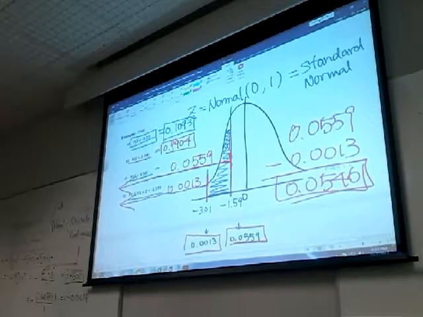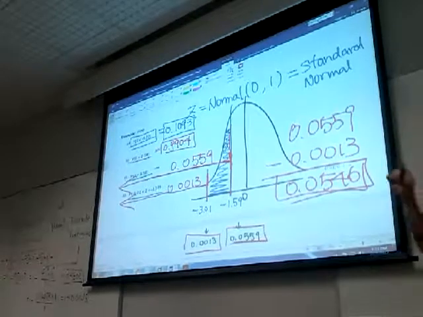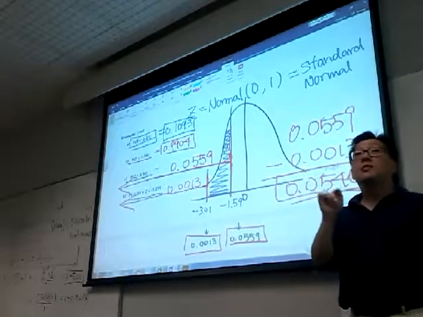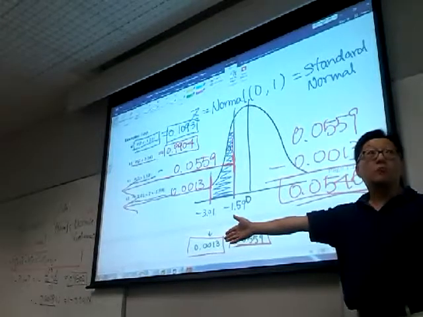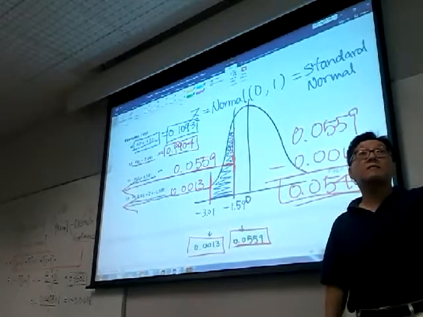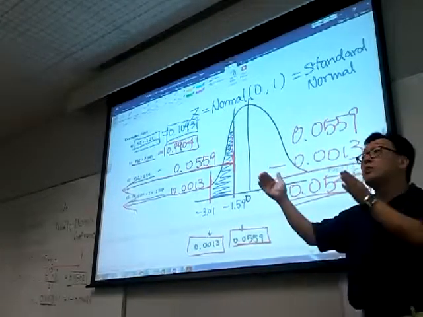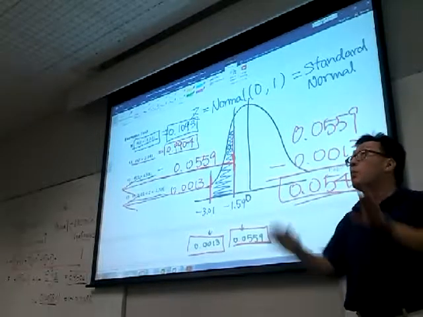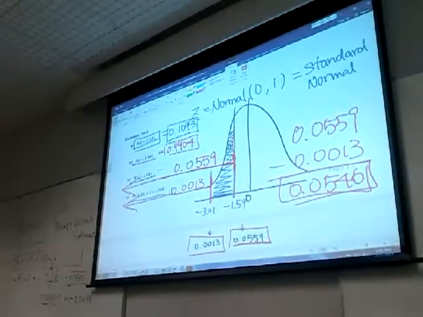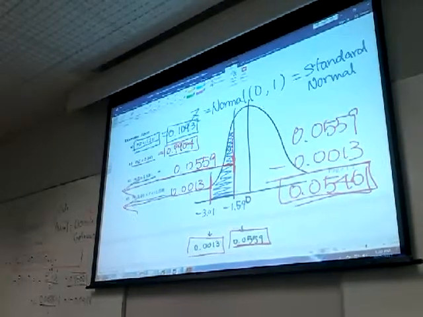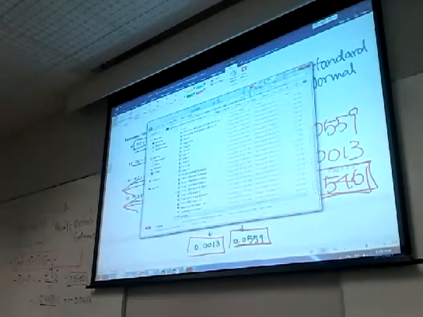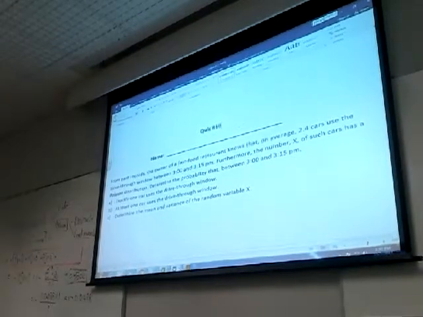Does it make sense? Right? Even though the Z table gave us only the left hand side of probability, we can take the right hand side, and even the probability between two scores, wherever. Okay? We are going to continue this next week. And here's quiz number 10.